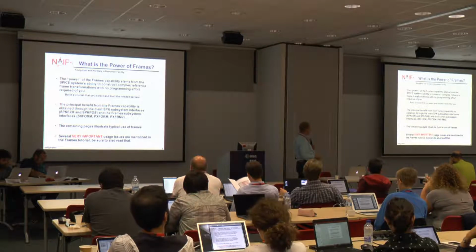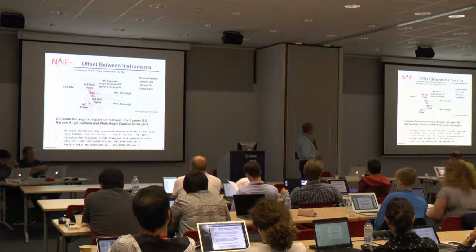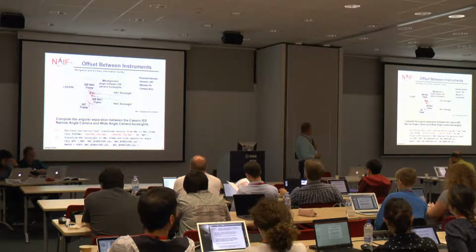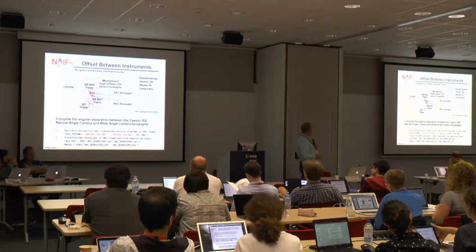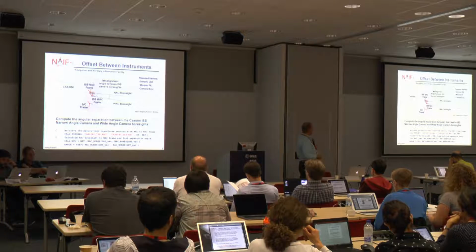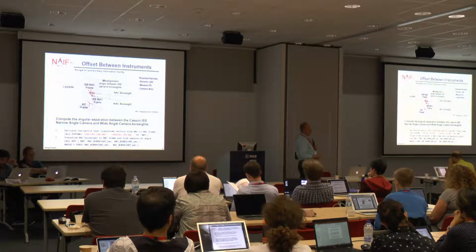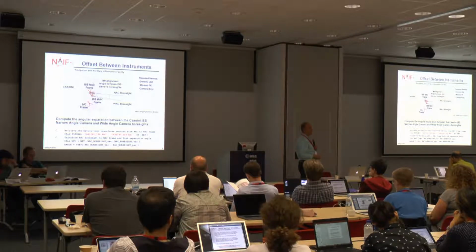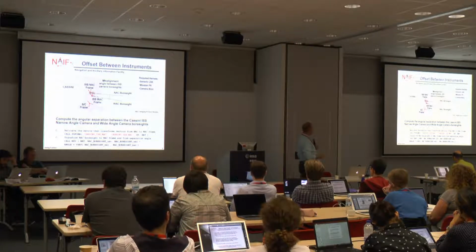And the remaining pages illustrate some typical uses of frames. So let's look at a very simple example. You have two instruments that are rigidly mounted on a spacecraft. In this case, it's the Cassini ISS narrow angle camera and the Cassini ISS wide angle camera. And you want to know the angular separation between the boresights of these two cameras. Well, that's a very common thing. You want to know how much misaligned the images taken by these cameras are.